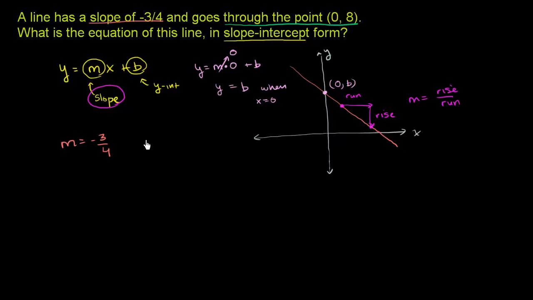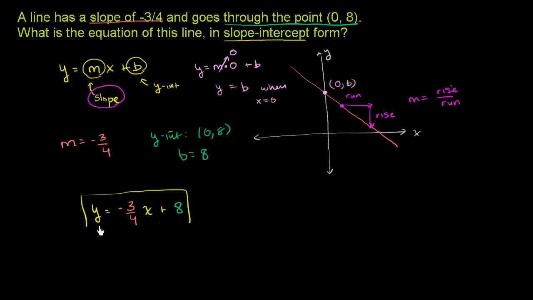So our y-intercept is the point (0, 8). Or we could say that, remember, it's also (0, b), so b is equal to 8. So we know m is equal to -3/4 and b is equal to 8. So we can write the equation of this line in slope-intercept form. It's y is equal to -3/4 times x plus b, plus 8. And we are done.